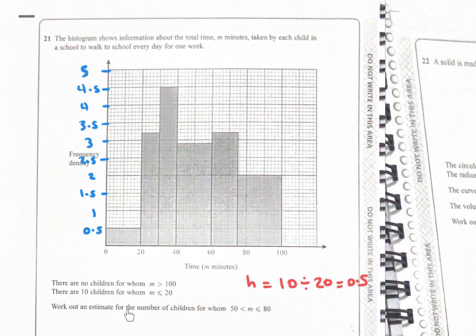Now we need to find an estimate for the number of children if m is more than 50 and less than or equal to 80. More than 50, so this 50 is between 40 and 60. So 50. And less than or equal to 80, so this is 80. So we need to find the area of this region. To find the area for this region, we can divide this area into 3 rectangles and we can find the area of each one of them.